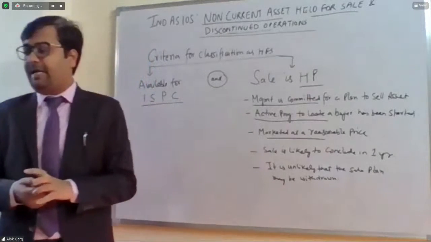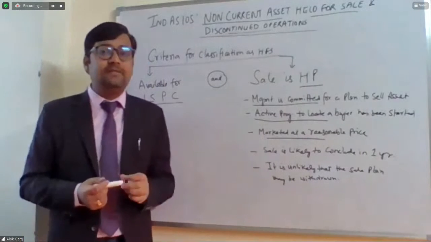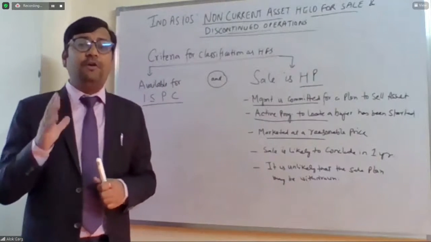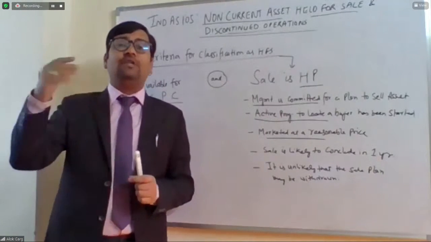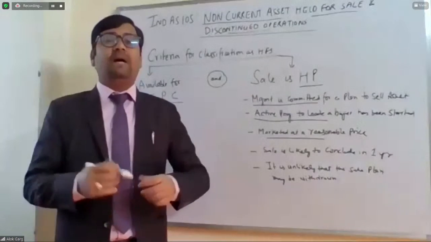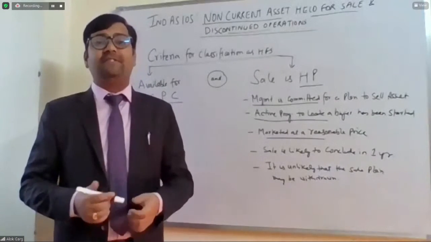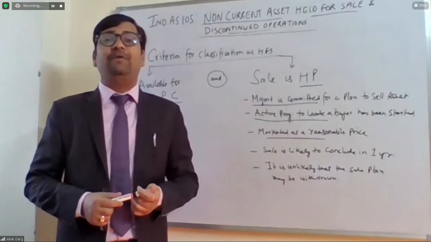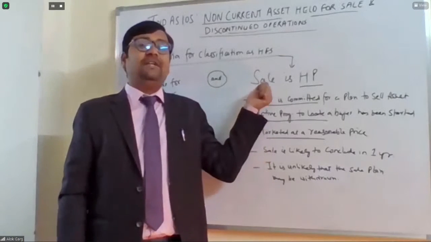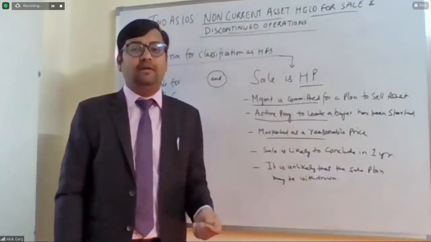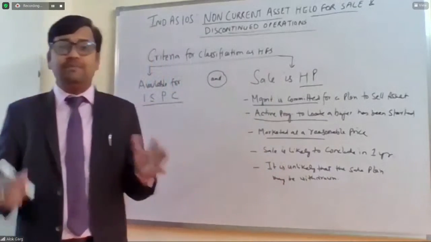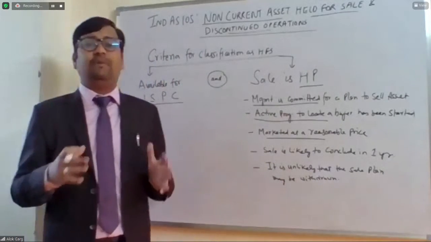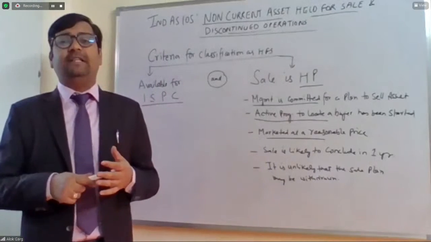Okay, marketed at a reasonable price. Marketed at a reasonable price means it should not be quoted at more than the market price. For example, the market price of a particular building in that vicinity is, let's say, 1 crore, and management is demanding 1.5 crore. In that case, it will not be considered as a sale is highly probable. Okay. Fourth point, according to the judgment of the management, they are committed to sell the asset.